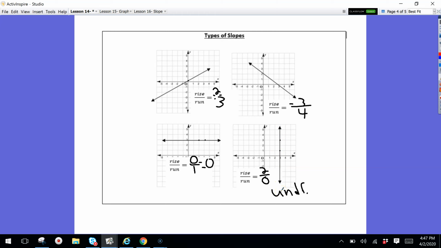So I just wanted to talk about the 4 types of slopes. If it looks like it's going up from left to right, it's positive. Here it's negative if it's going down from left to right. If it is a horizontal line, then it is going to be a 0 slope, and if it is a vertical line, it's going to be undefined.